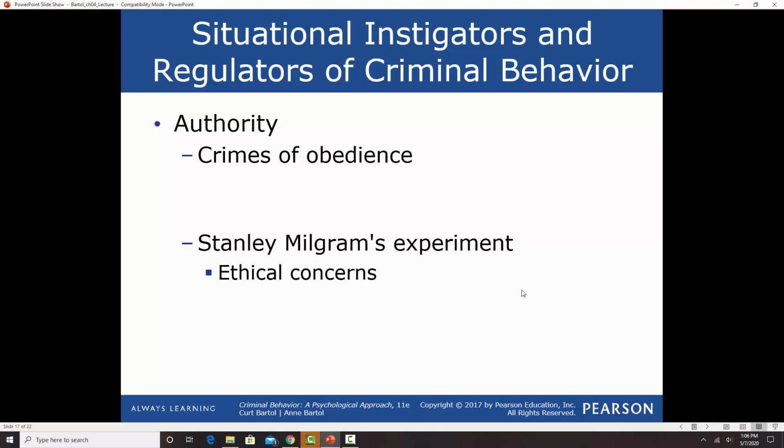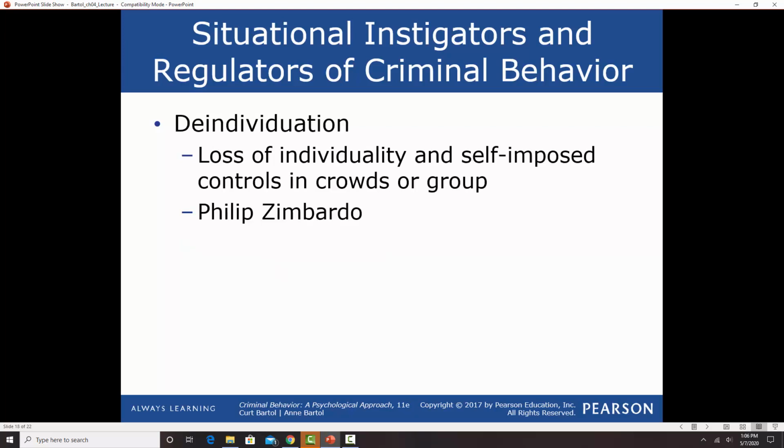And what he found with his work is that people tend to follow orders from people that they perceive as being authority figures, like police officers or somebody that is in a position of authority. So it does happen that people could engage in criminal behavior because they are following the orders of somebody that they perceive as being in a position of authority to them.